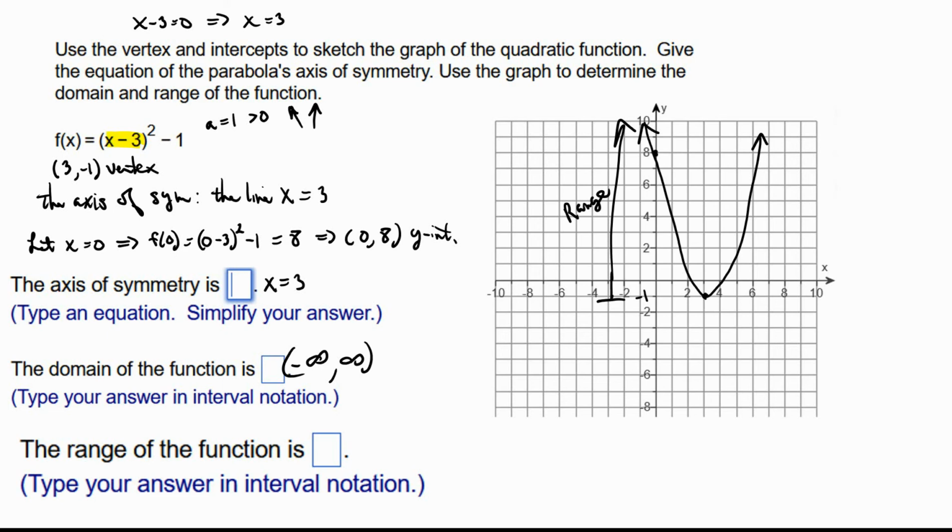So the range here would be from negative 1 to positive infinity, right? So for the range, look at the y values with respect to the graph. For the domain, look at the x values with respect to the graph.